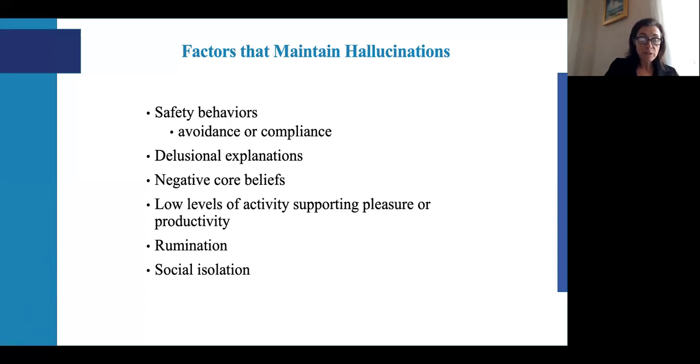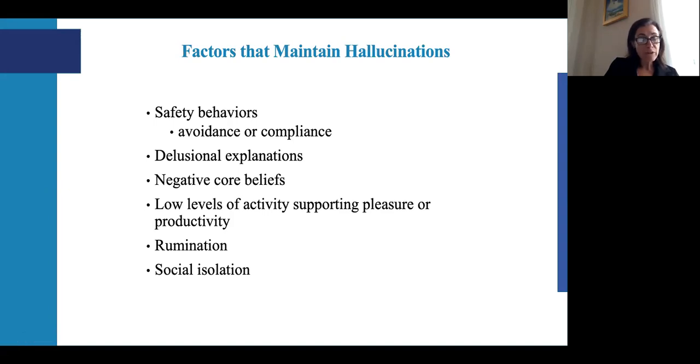One of the most common things, and anyone who's worked with people with voices will know this, is that people talk about work as a time when they're not hearing as many voices. Very commonly, that's the time when the voices are not as active. We'll talk more about why that's the case and how we can use that in a coping strategy enhancement way later on.